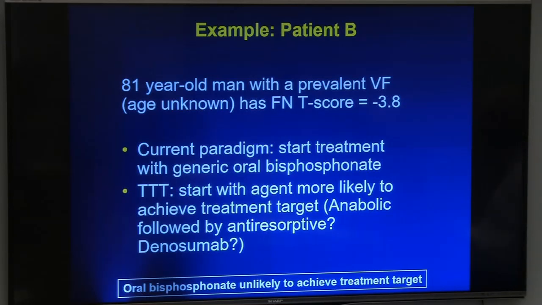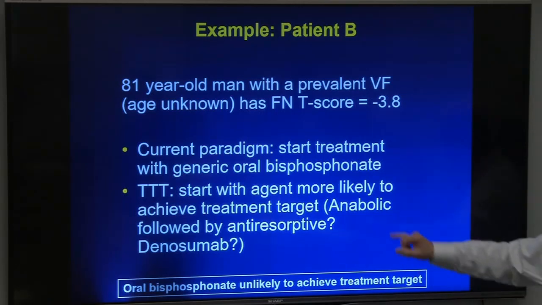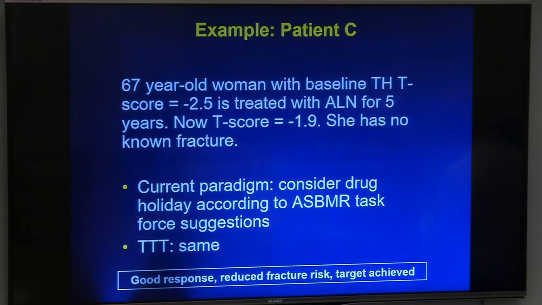This person is by definition at high risk: very low bone density, a prevalent vertebral fracture. And you can certainly argue, you might have to make some phone calls, you may have to fill out forms. If you're your patient's advocate, as you are, I think you can get to the drug I want to use.